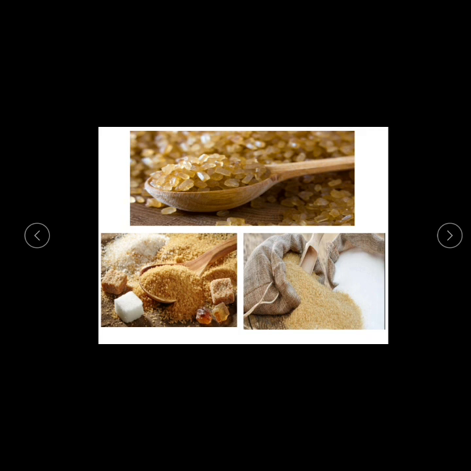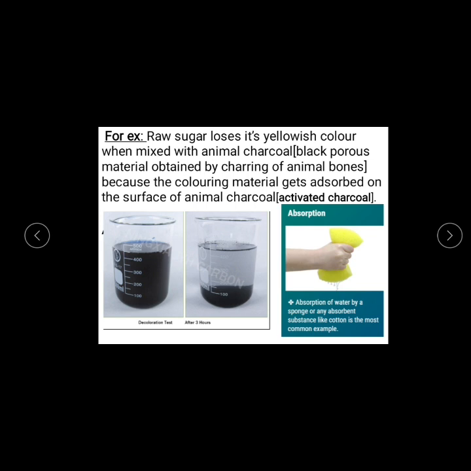Now we move on to the next topic, that is the examples of adsorption. Here you can see raw sugar which is yellow in color, and here you can see pure white crystals of sugar. Now, how do we get these pure white crystals of sugar? Actually, we add animal charcoal in activated form to raw sugar. So, raw sugar loses its yellowish color when mixed with activated animal charcoal. And animal charcoal, you know, is a black porous material and is obtained by charring of animal bones.